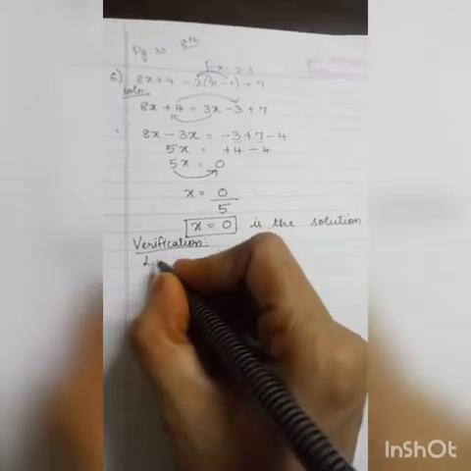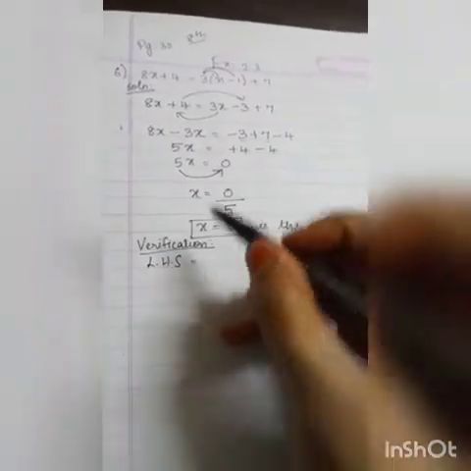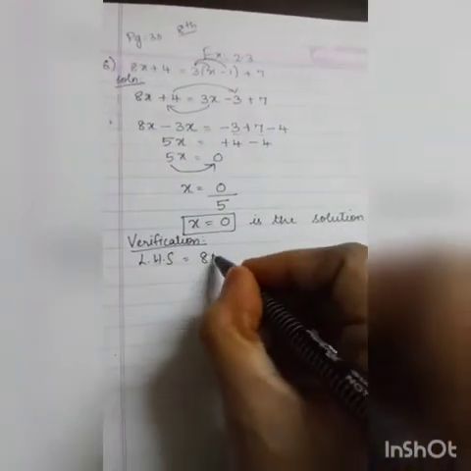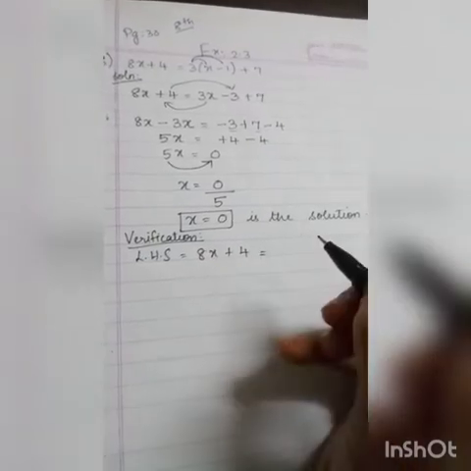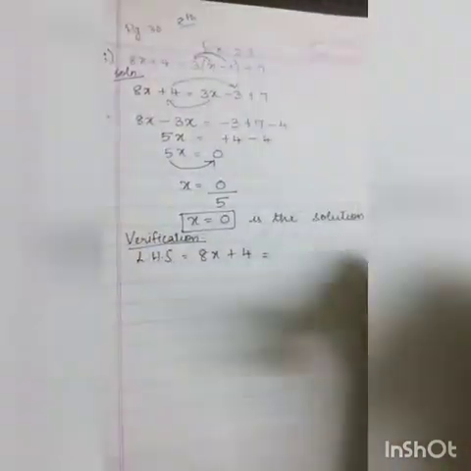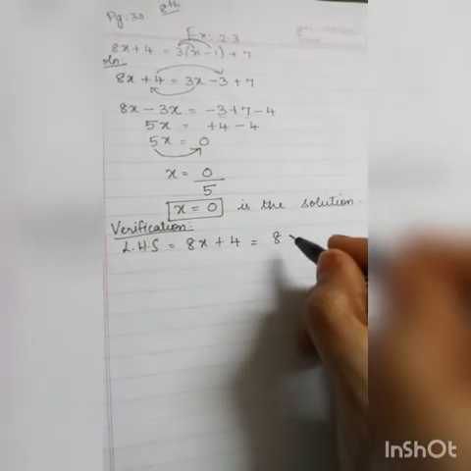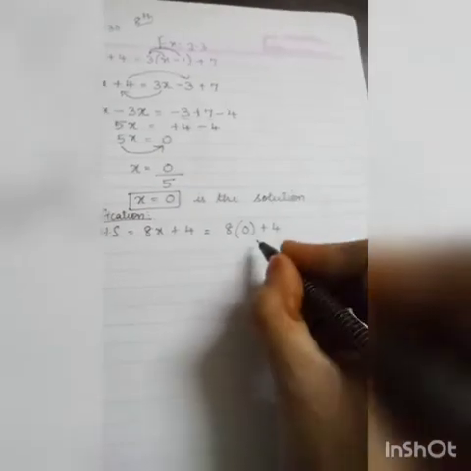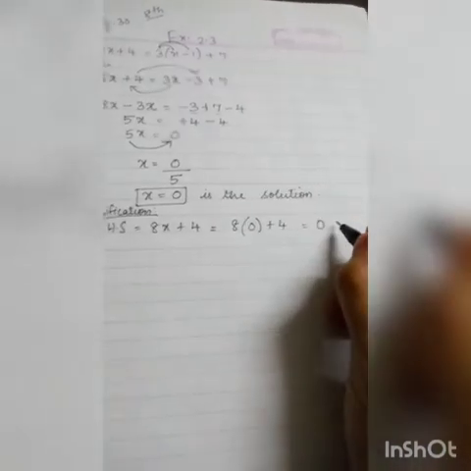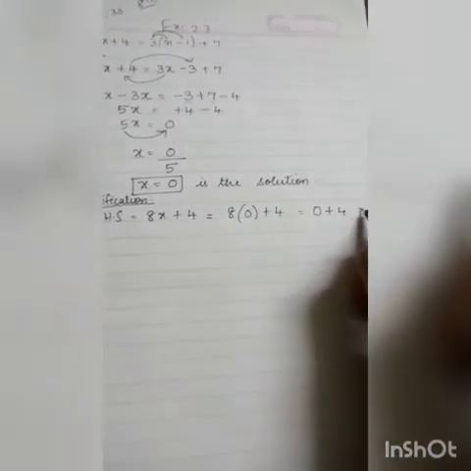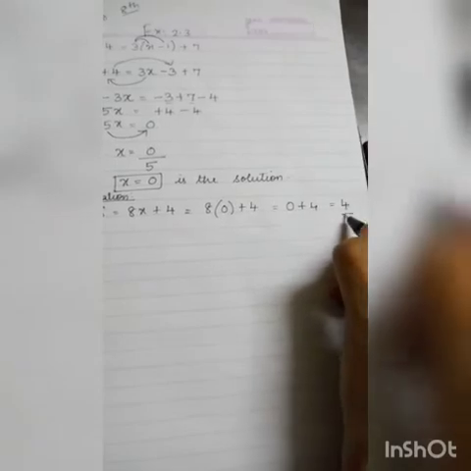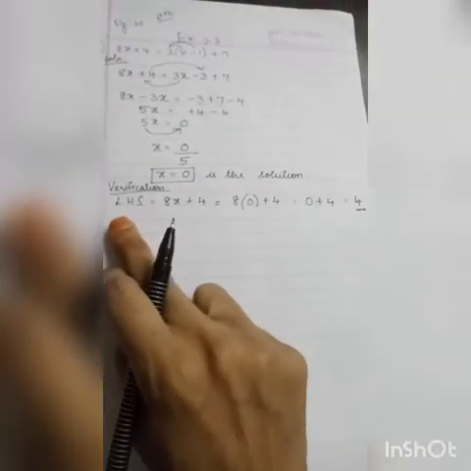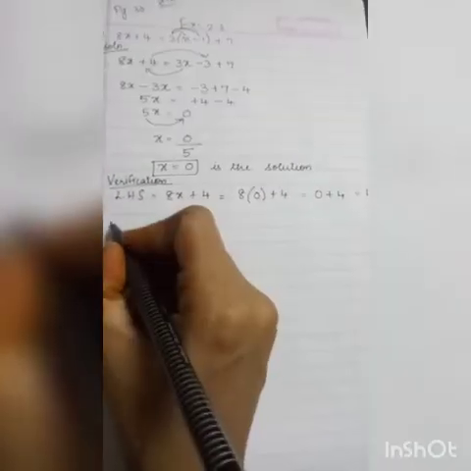Now shall I take the LHS? What is my LHS? 8x plus 4. Listen, 8x plus 4. 8x, x value is what? 0 plus 4. 8 into 0 is 0, plus 4. 0 plus 4 is 4. What is my final answer? LHS value is what? 4. Now RHS.